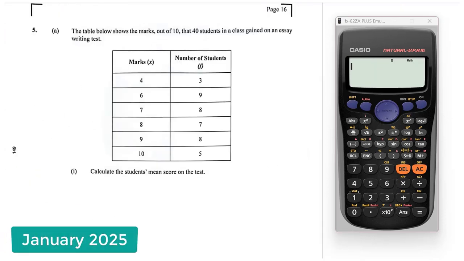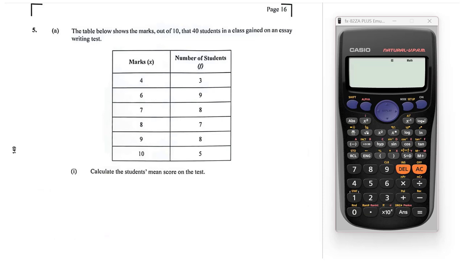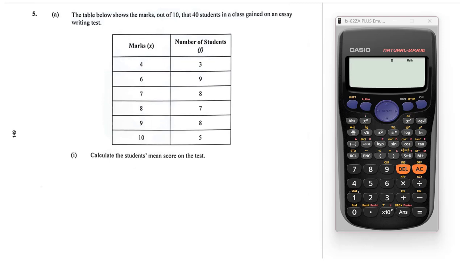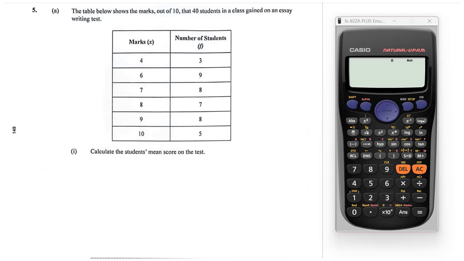The table below shows the marks out of 10 that 40 students in a class gained on an essay writing test. So after we analyze our table, we can move to the question. So here it says, calculate the mean score on the test. So in order to find the mean, we need to find the product of the marks and the frequency. So therefore, let us do it over this side.